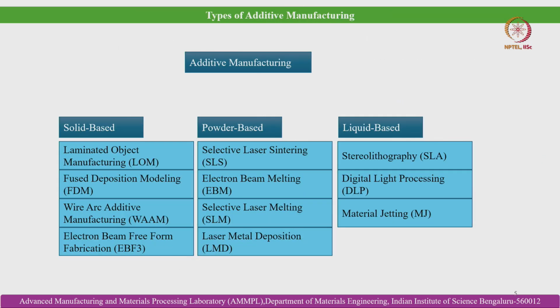So, now let us discuss the classification. Additive manufacturing can be broadly classified into 3 categories. Number 1 is solid based.